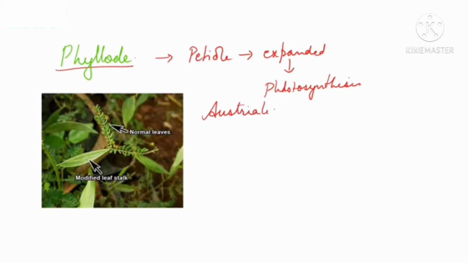Is it clear? Okay, example? It is the Australian acacia. The Australian acacia plant has what? The leaflets are actually phyllodes. Okay, clear?